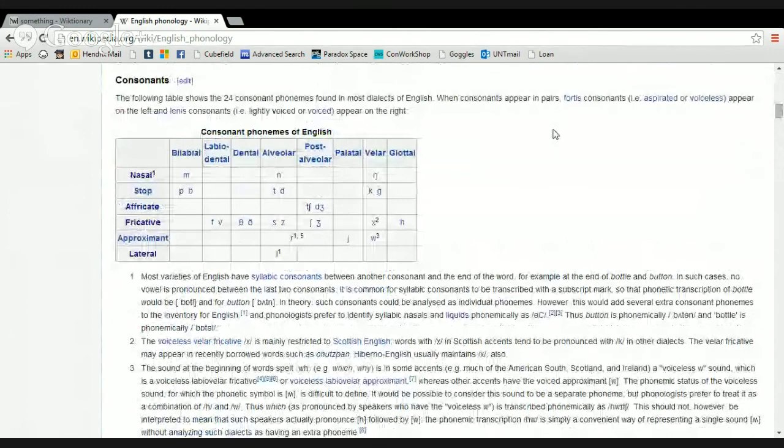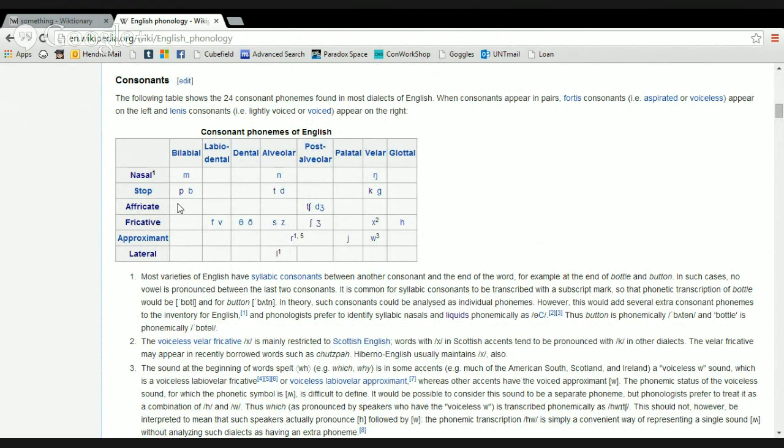Every time you see one that is in this pair in this box, there's one on the left, one on the right, down here, left and right. That's voiceless on the left, voiced on the right. That means the only distinction between these sounds is the voicing, which means are your vocal cords vibrating or are they not?